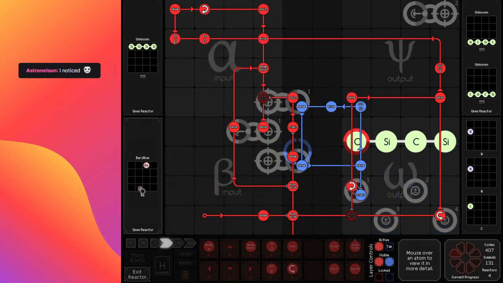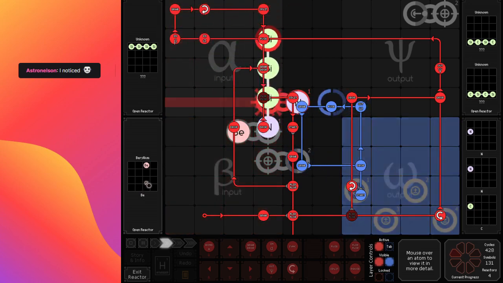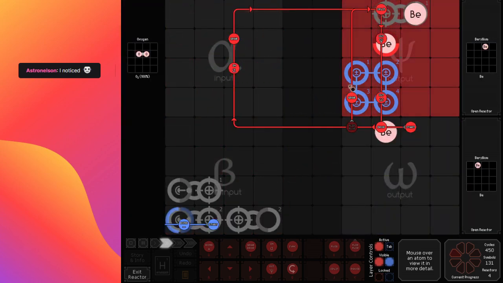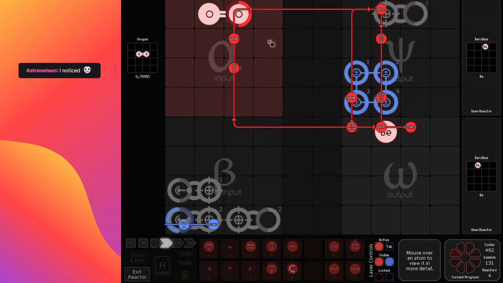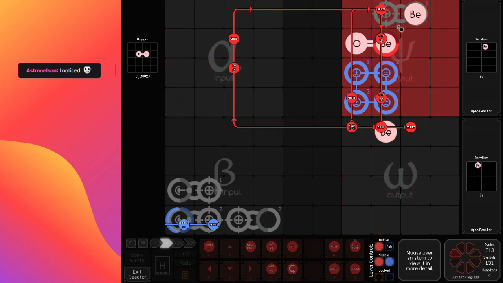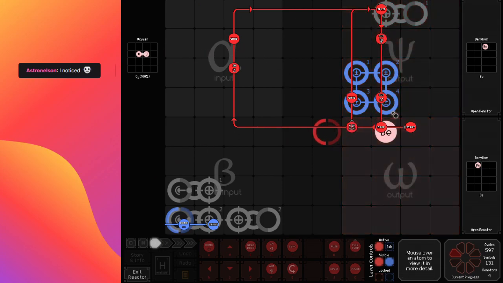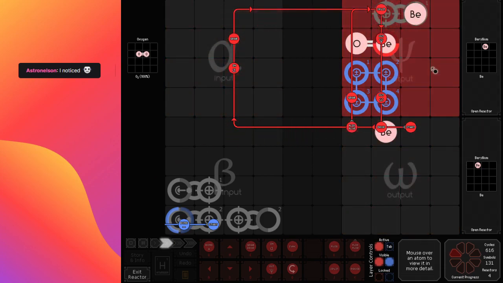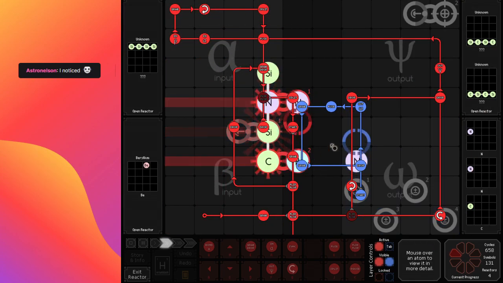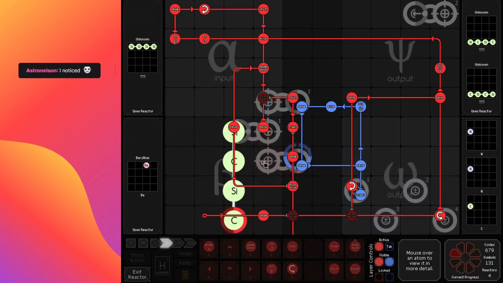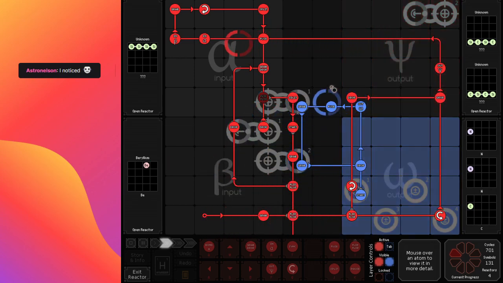So there's some complicated fission stuff going on here. This reactor, all it's doing is making beryllium from this oxygen. That's all it's doing. Yep. And it's also splitting it down here. So this part here, let's take a look at this in a little bit more depth.